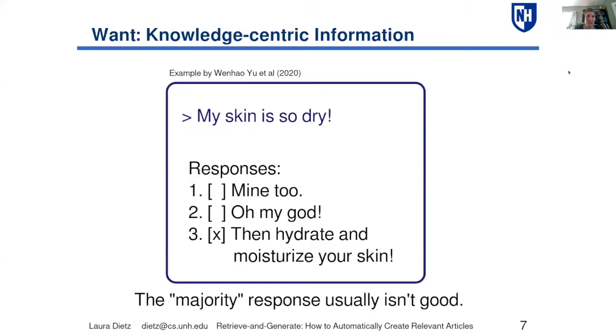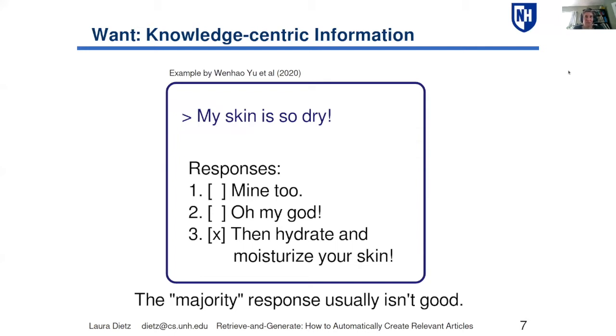All right. So this is an example I was stealing from Wenhao Yu. He wrote a survey on knowledge-centric summarization. And he said, well, one of the problems with NLG at the moment is that they just give you a majority response, such as here's an example. Someone says, my skin is so dry. And well, there are three responses. First one is mine too. The second one is, oh my God.